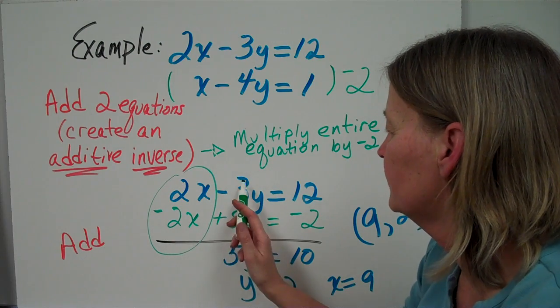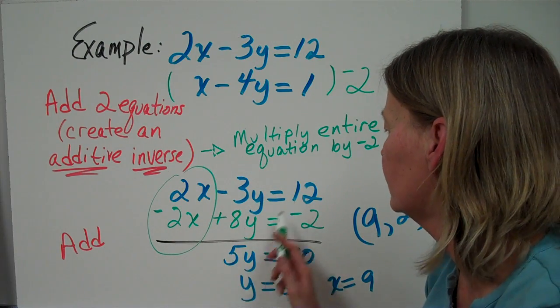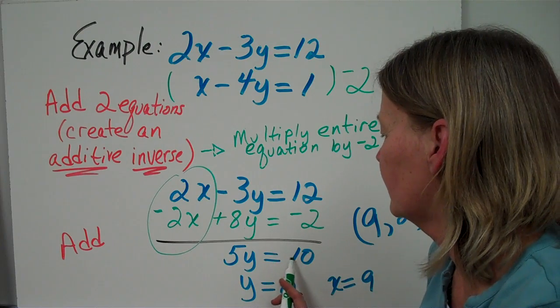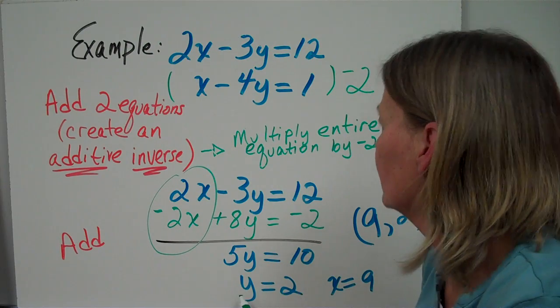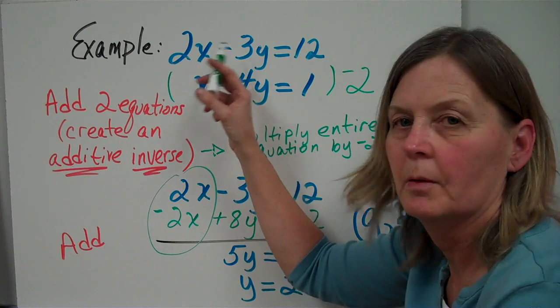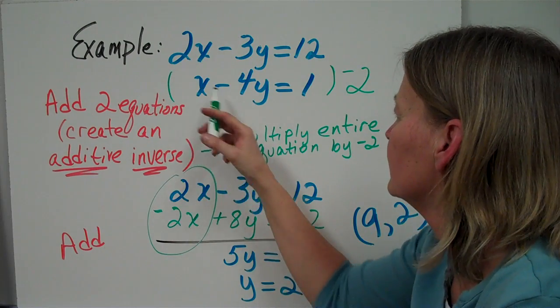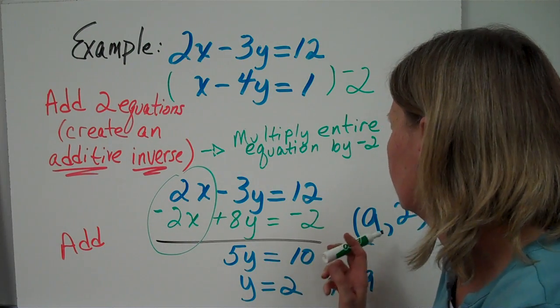That makes 0, negative 3 plus 8 is 5, and you add here to get 10, so y is 2. Again, take that value, put it back up into either equation, find the x. The solution is (9, 2).